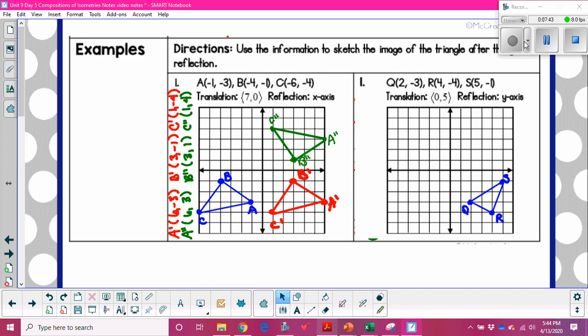Okay, so looking at this, we're going to take our pre-image and we're going to slide it. Okay, we're not going to do a horizontal component, so that's going to stay the same, but we are going to move it vertically, and we're going to move it up 5. So we're going to keep our x coordinates, and we're going to change the y coordinates. Okay, so Q is going to move from 2, -3, and it's going to slide up 5. So -3 plus 5 is 2. So Q prime will be at 2, 2.